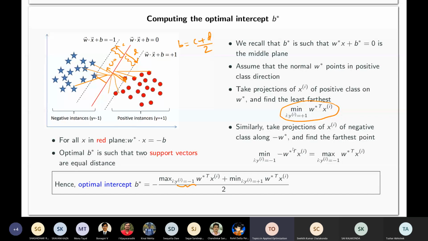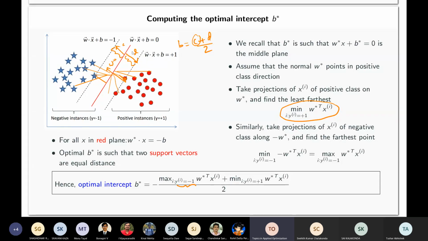Okay, so that's the trick being used here. The B will be just (C plus D) by 2. In this case, C will be the smallest distance on this side, and D the smallest distance in the minus W direction side. Or you can change this to max, because minus of W will become max, same thing as doing max of W.